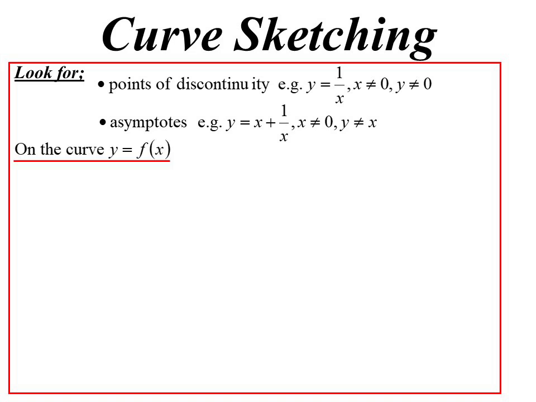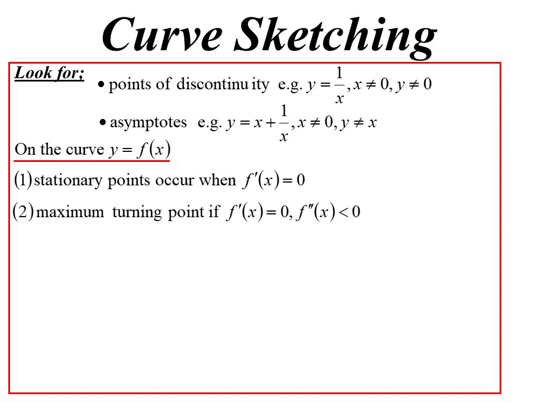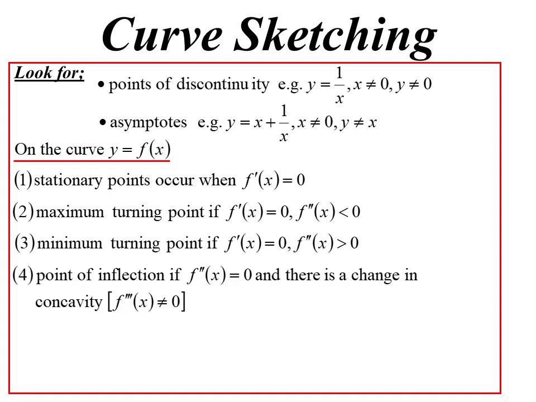But now we can add to it and get a more accurate graph, our calculus. We know stationary points, they're going to occur when the first derivative equals 0. So once we locate those, we can go and classify them. So maximum turning point if also then the second derivative is less than 0. Minimum turning point if it's greater than 0. And then we can find possible points of inflection. And that's when the second derivative is equal to 0, and then we test for a change in concavity.